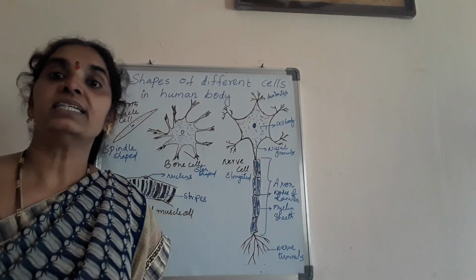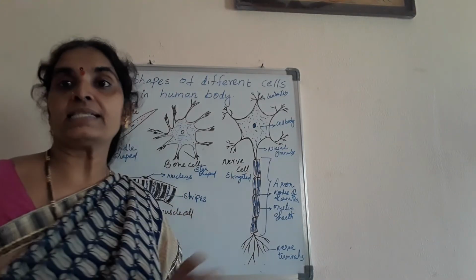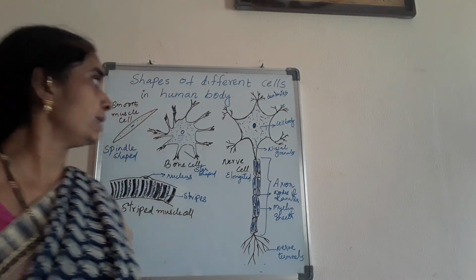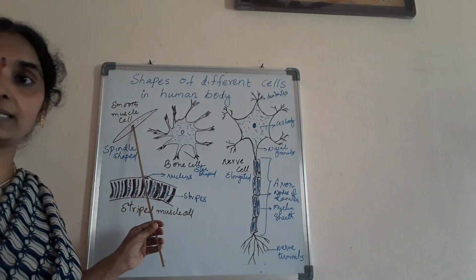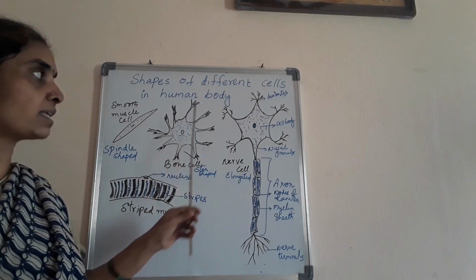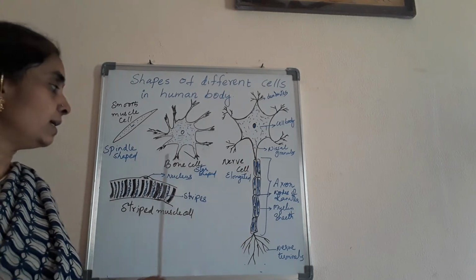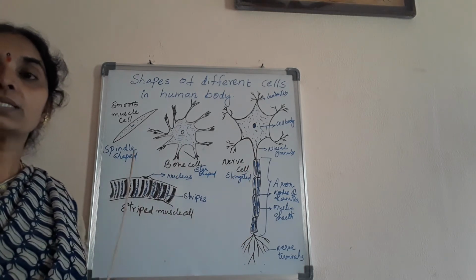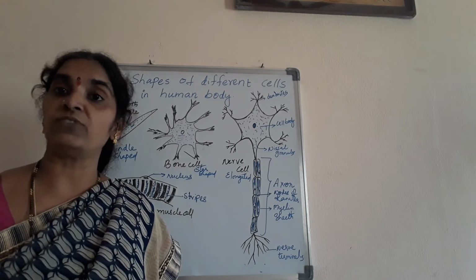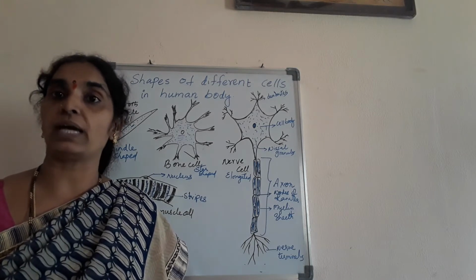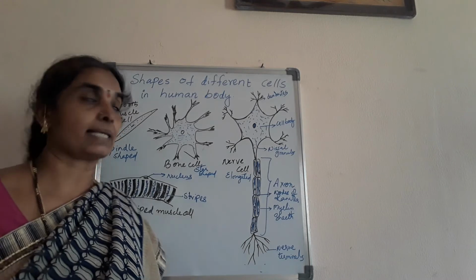Now we'll see the shapes of different cells in the human body. Let's see here. This is the smooth muscle cell. This is the bone cell, human nerve cell, striped muscle cell. So the bones and muscles help for the movement of our body, as you have learned in your lower classes, isn't it?